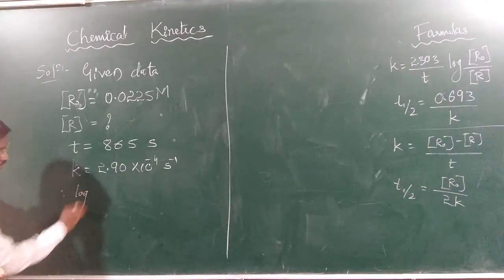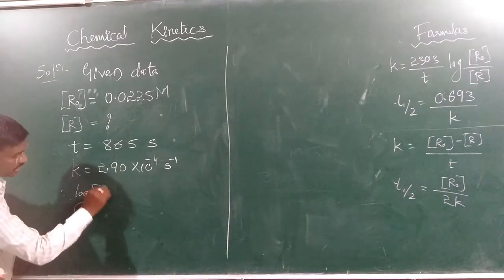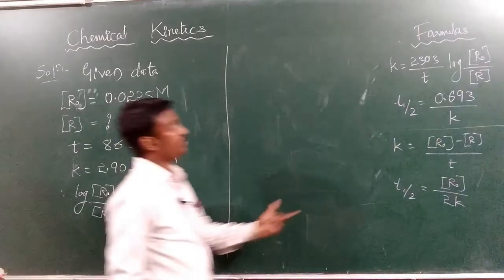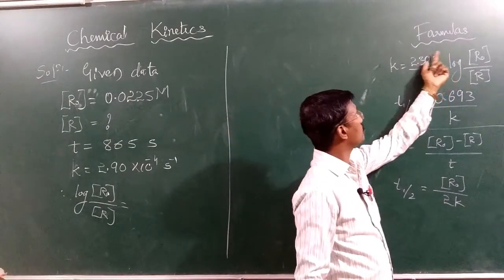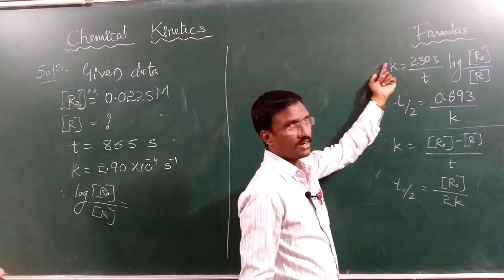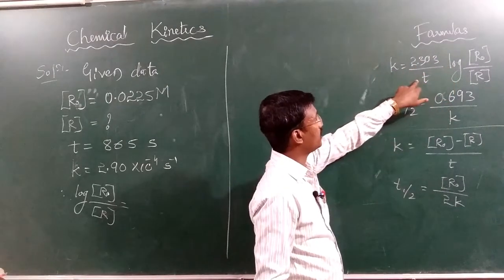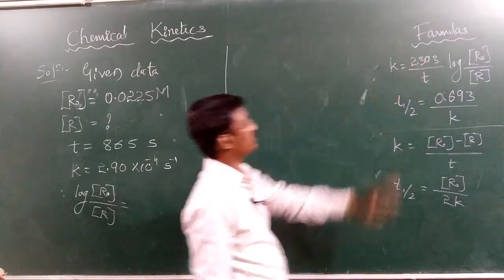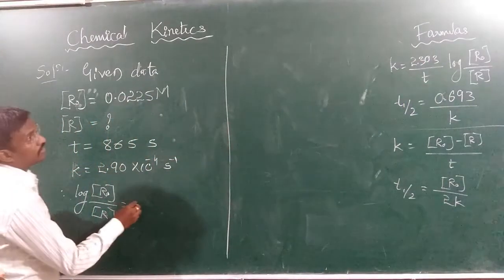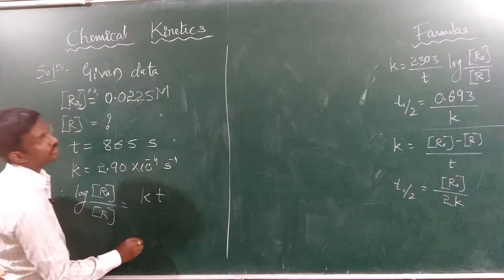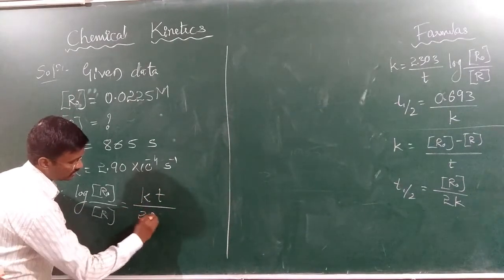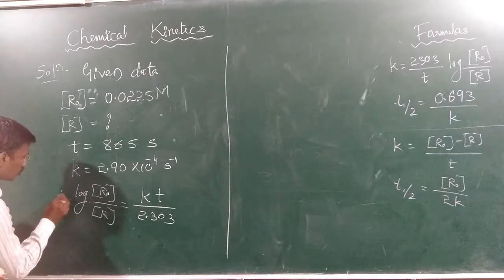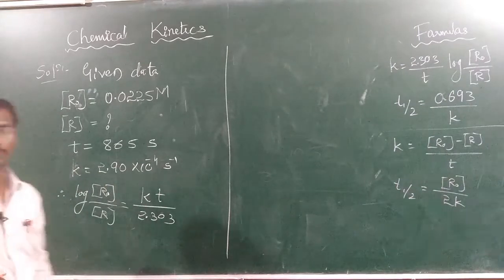I hope I am getting my point. Log R naught divided by R. I am keeping this log as it is and sending this 2.303 divided by T to the right side. It is having the function divided by, therefore it takes a multiplication. It comes in the denominator form: K into T divided by 2.303. I hope this is clear. If you still have more doubts, go through it once again. Otherwise, I will be there to clear your doubts.